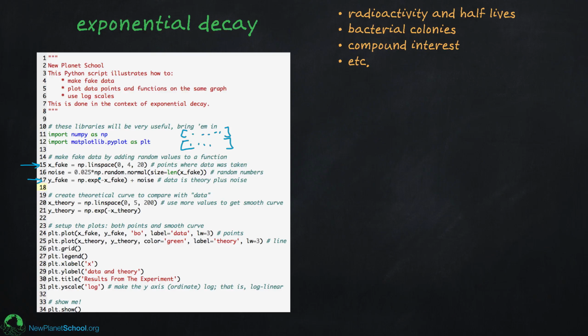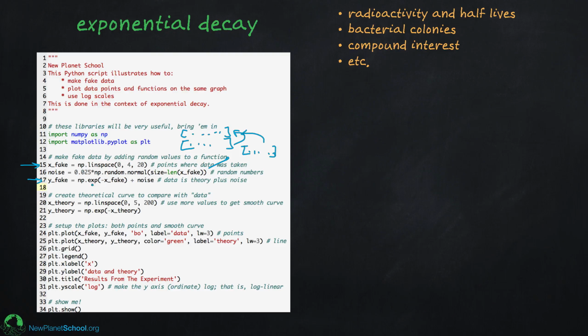If I did this with a normal Python list, I'd have to loop over every single element and take the exponential of each one separately. But NumPy's smart enough to know what I'm trying to do. I'm trying to go from one array to another one, so it just does it automatically. And then I add to that the noise array that I made here, which has exactly the same length, and I have my fake data.